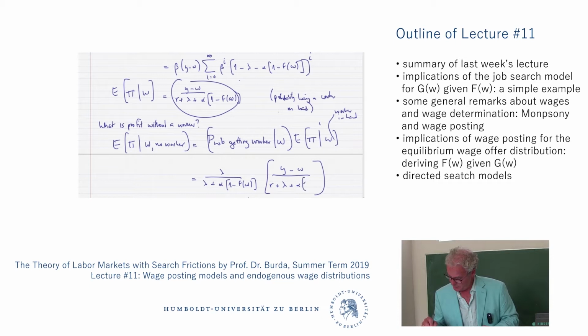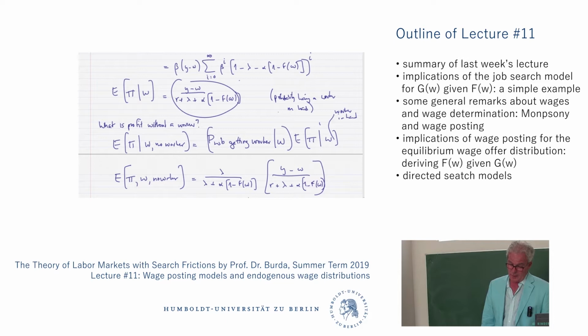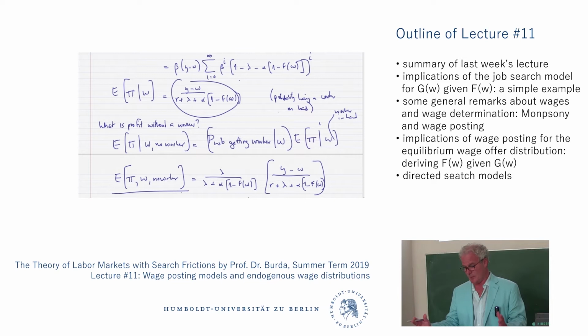Okay, so this is the magic number. This is the expected profit posting w, no worker in hand, okay? So this is really an important point. This is the profitability that, and again, the firms are pretty clever. They understand this. They know what lambda is. They know what alpha is. What they don't know is, or what in effect their behavior will determine is F.